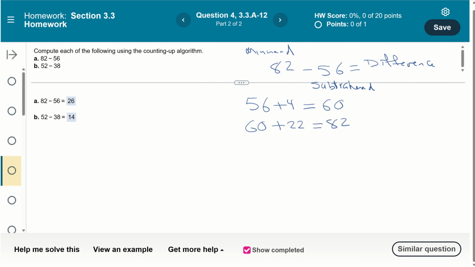Now, what I wanted to warn you about is sometimes students incorrectly just put the 22 as the result. But remember, you did two trips. First, you did a trip worth 4 units, and then you did a 22 unit trip. So basically, to get the actual correct answer, you would have to combine those to get 26. So you actually need to go 26 units from 56 to get to 82. So be careful with that. That's all I wanted to warn you about.